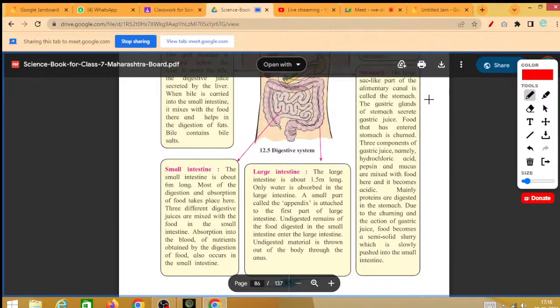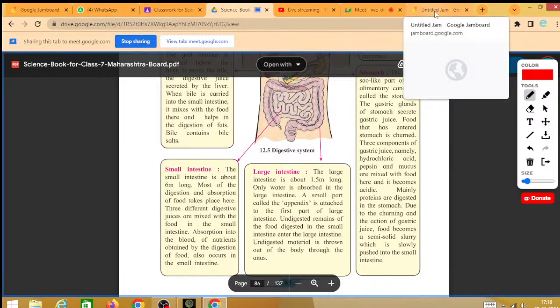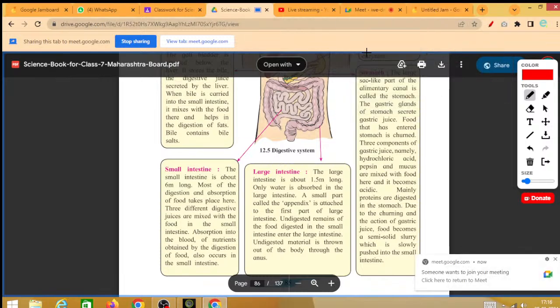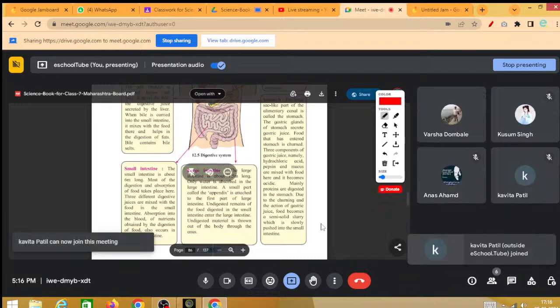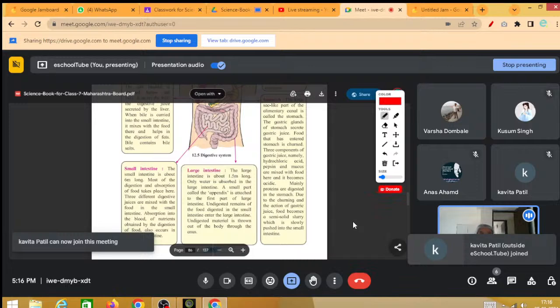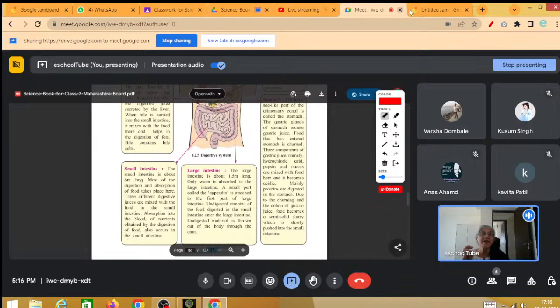What does slurry mean? It is semi-solid only. That itself is called slurry. Okay? Okay, ma'am. So we'll write that down also.